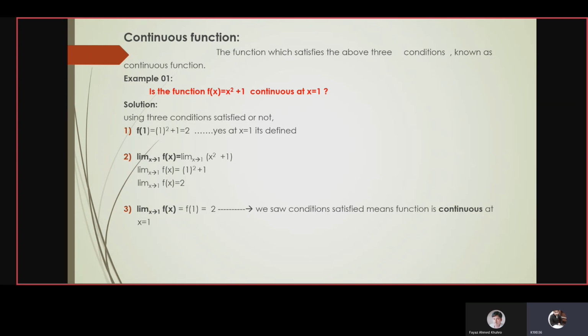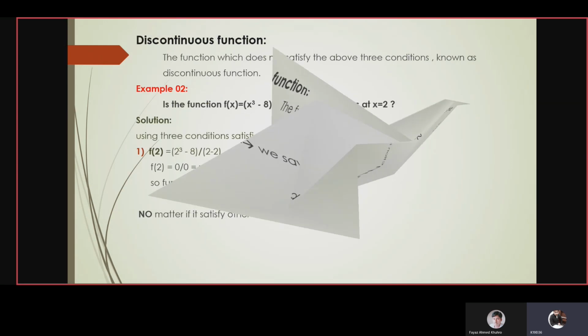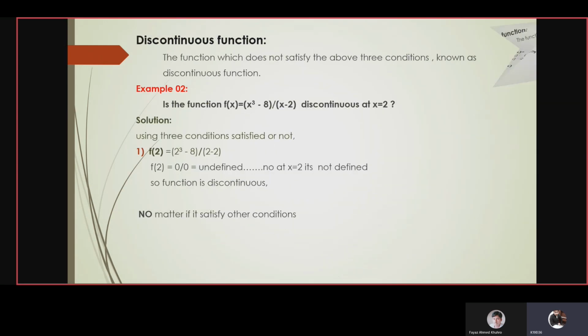The third condition is that the function value and the limit will be equal. The limit value is 2, and the defined function value is also 2. That means limit as x tends to a of f of x is equal to f of a. All three conditions are satisfied, so I can say that this is a continuous function.